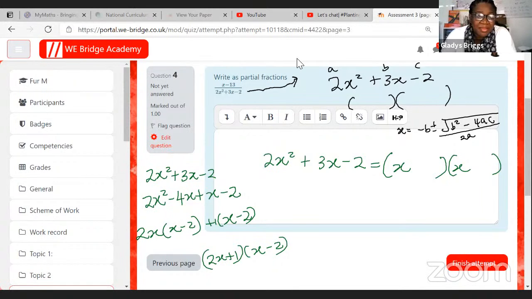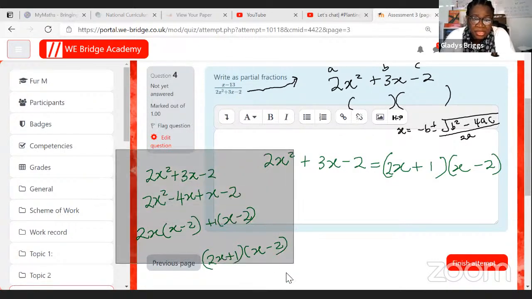Yeah? So this would be 2x plus 1 and x minus 2. But let me show you how to do it using the formula, and then I can explain how I did it here. I don't know how Reem did it to get the answer there.